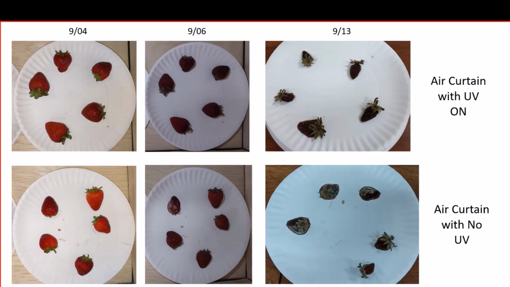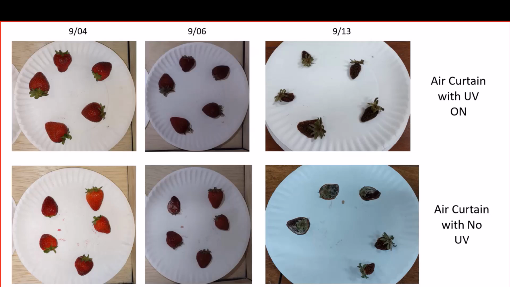And here is another study in the same chamber. The top three images are with UV on, and the bottom three images are with UV off. Within 2 days, when you compare the dates from 904 to 906, you can see in the bottom center image some mold starting to grow on the strawberries.